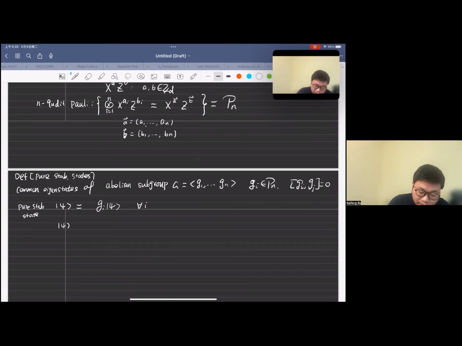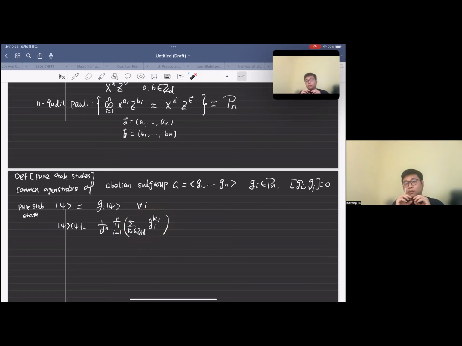And we can write the density matrix of this pure state. For the stabilizer states, we can write it as the product over i of the summation over ki from Z mod d of gi to the power of ki. This summation of gi to the power of ki is the projection onto the eigenspace of gi corresponding to the plus one eigenvalue. So if you multiply them together, it becomes the projection onto the pure stabilizer state psi, which is the common eigenstate of all the generators.